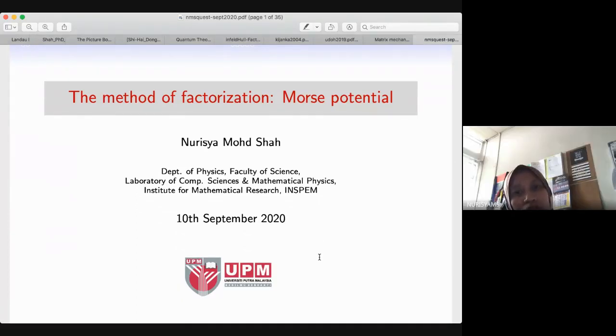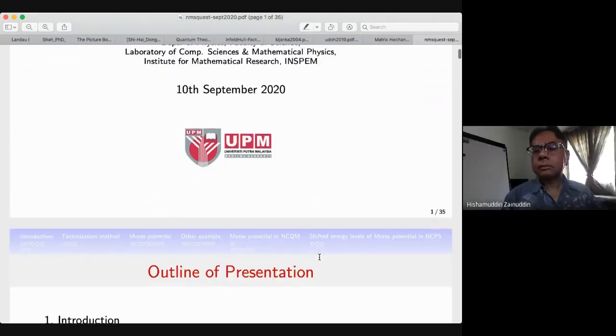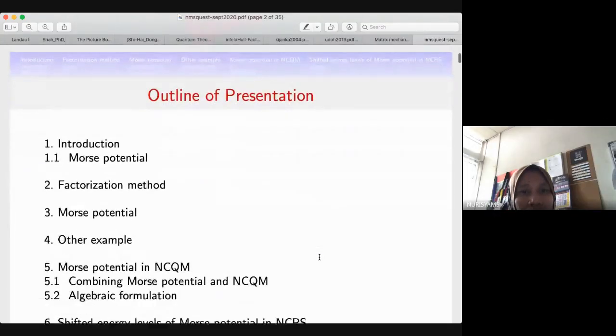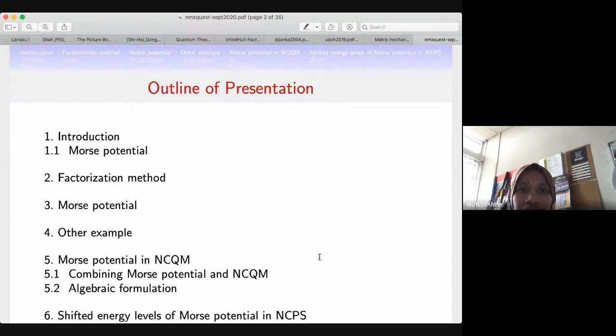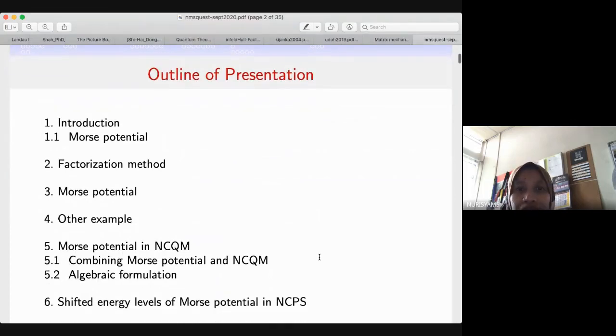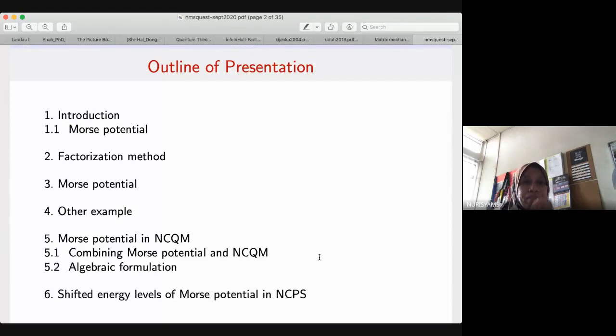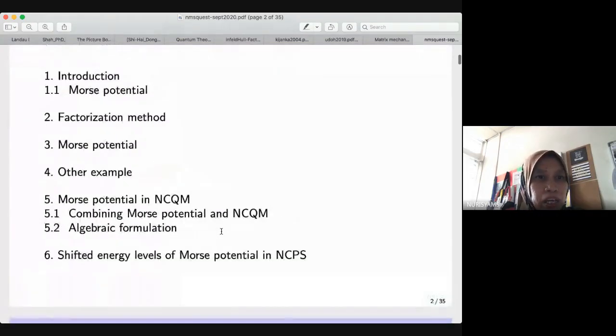But before going into the second part, I tried to work out the method of factorization in terms of the harmonic oscillator, but let's see how. So this is more or less the outline of my presentation. A bit of history, and then how we work out the Morse potentials, looking at the least eigenvalue, at least using the factorization method, and then other things.